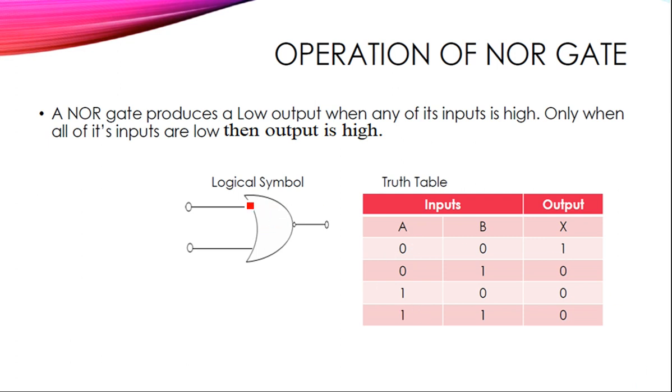So here you can see this is the symbol of NOR gate. It's similar to the OR gate, but on the output side you have to put the bubble. So consider this table. Here A 0, B 0, so 0 plus 0 is 0, take the complement of that, so it becomes 1. Next 0 plus 1 is 1, 1's complement is 0. 1 plus 0 is 1, 1's complement is 0. 1 plus 1 is 1, 1's complement is 0. So it is opposite to the OR gate.